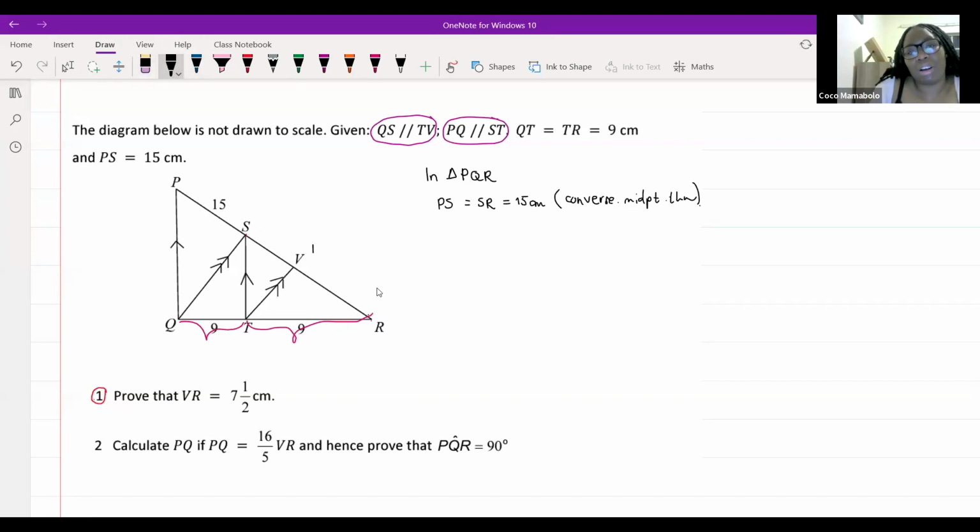Now, how does that connect us to the smaller triangle? If we know the distance from here to here, what is the next triangle I'm going to use? I'm going to then say in triangle what?